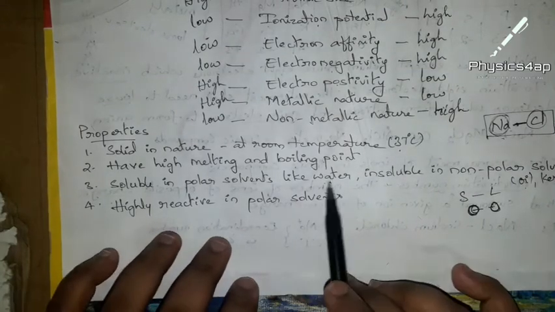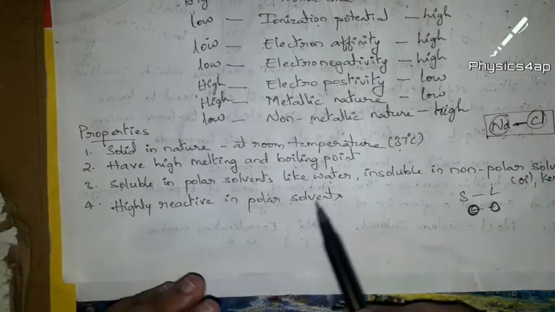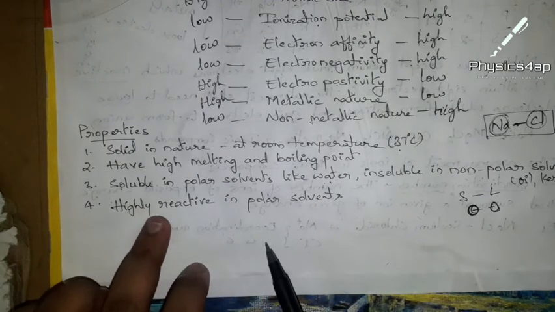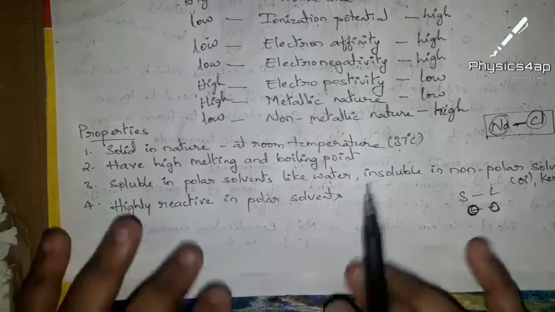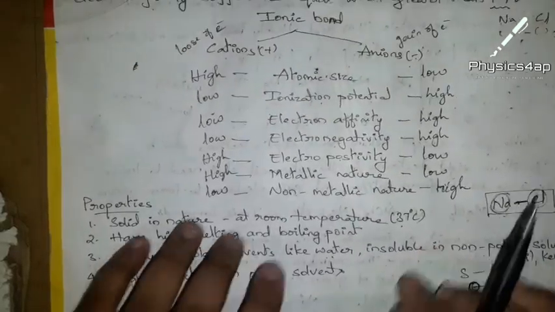Next, coming to the last property, which is highly reactive in polar solvents, like water. So when we mix them in water, they are soluble and also highly reactive over here. So this is about the properties of the ionic compounds.